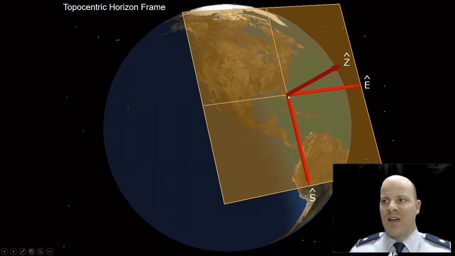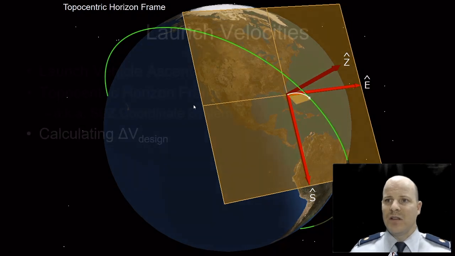And lastly, we've got this z vector, which points up out of the plane. It's going to point from the launch site up into space, directly overhead. That's going to be the zenith vector. So this is the SEZ, or topocentric horizon coordinate frame. We're going to use this to calculate our delta V design. So let's do that now.